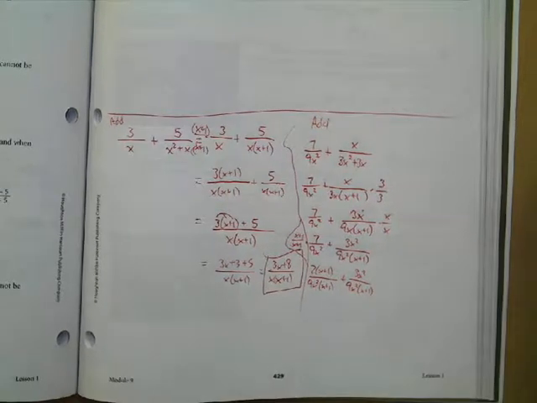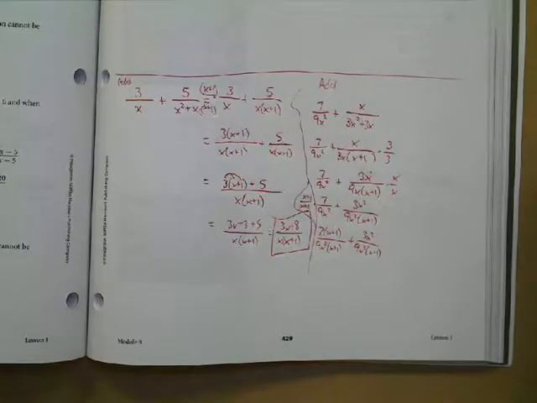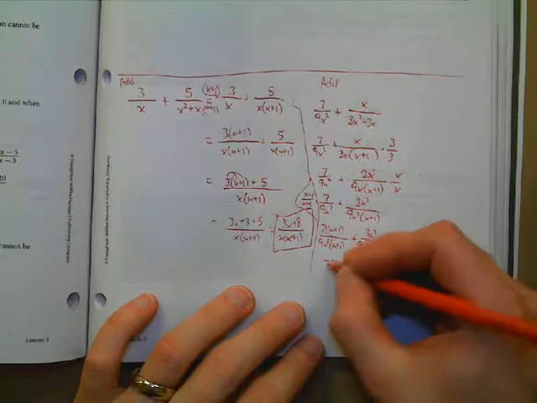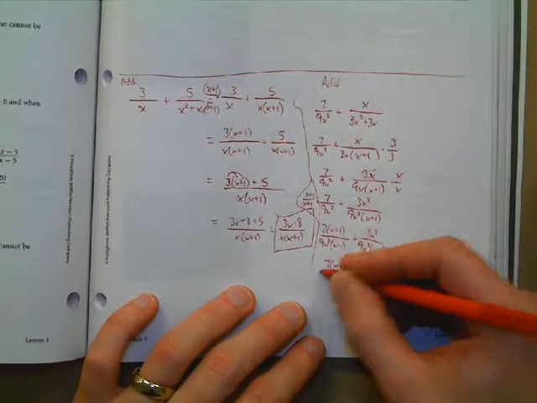Now do our denominators match? Yes. So now we can add. When we add fractions, what part of the fractions do we add? Just the numerator. So it's going to be 7 times x plus 1 plus the 3x squared all over a single denominator, like that.